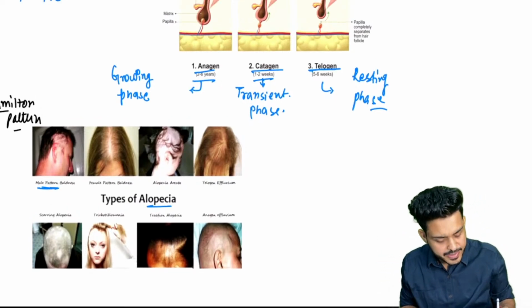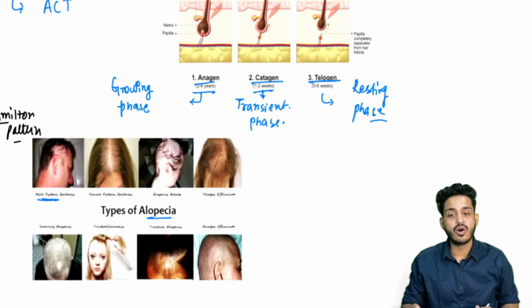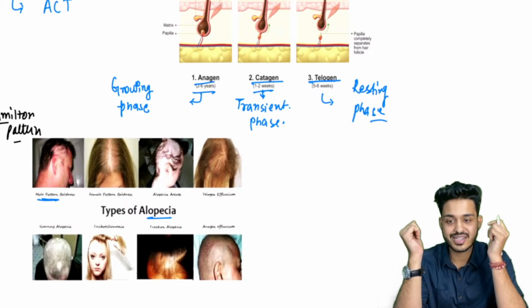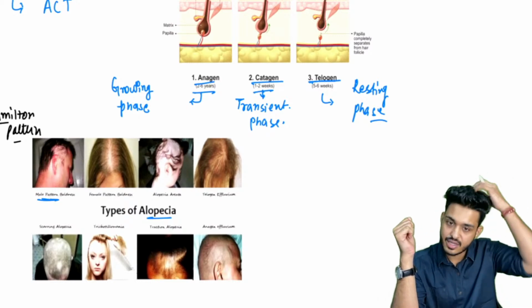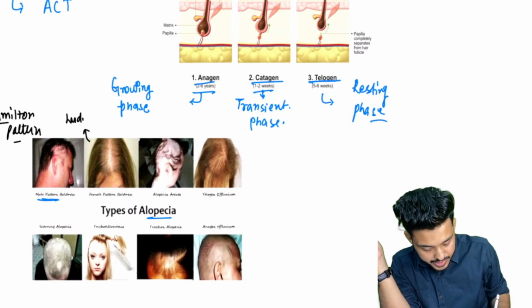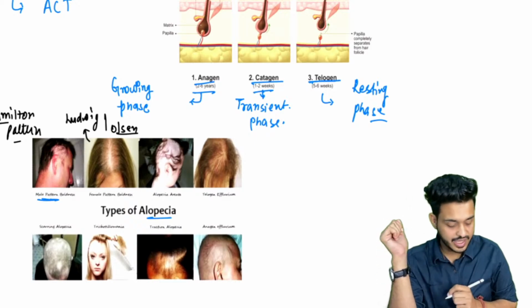In females we are having two pattern. Either they lose hair from the vertex portion, or they can lose hair from the part from where they part their hairs. So we are having two pattern, one is Ludwig, another one is Olsen pattern.